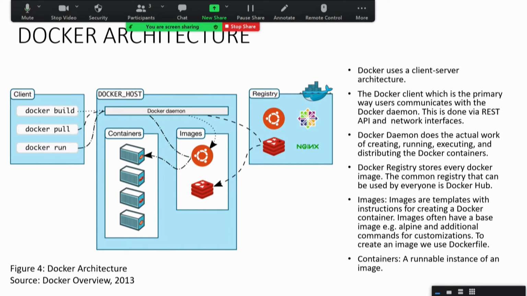I don't know if computer scientists and software engineers know what REST API is. Mainly this is sending data via JSON format. So the Docker daemon, which we talk about here, does the actual work. You can see it here. That is the client. This is the server, the Docker host. It does the actual work of creating, running, executing, and distributing the Docker container. So when you submit a command, as we'll be doing later, like Docker build, you send it via JSON to the Docker daemon, and it does the actual work.